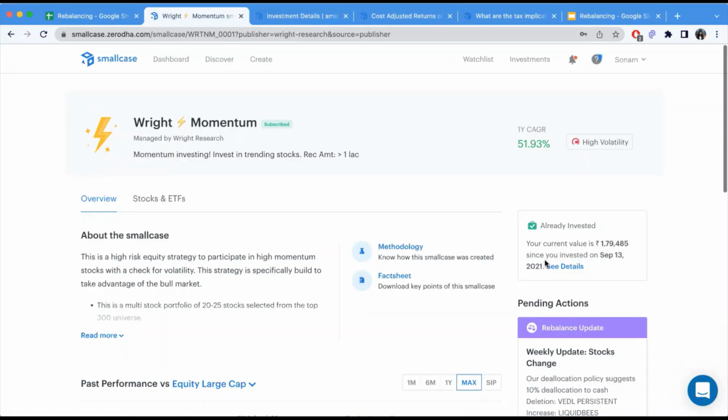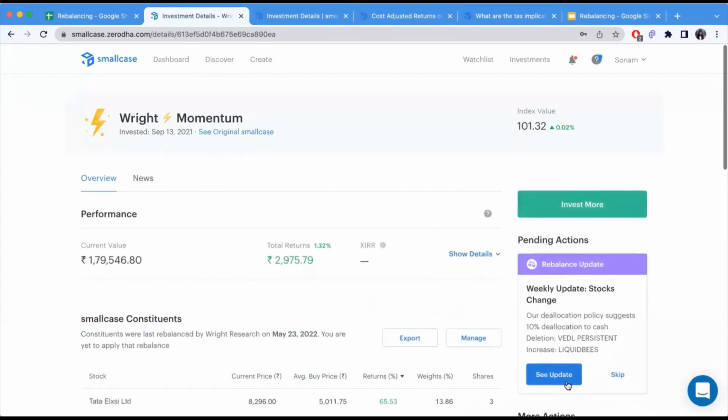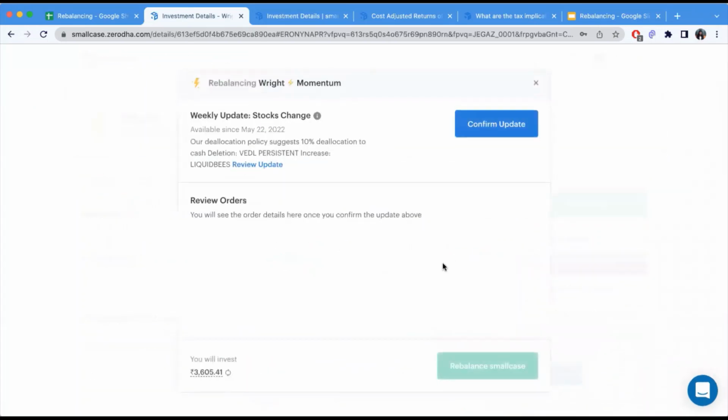Now I will demonstrate how I'm rebalancing this particular portfolio, and if there are differences, why they are coming. So this is how the portfolio looks. On the Smallcase website, I've logged in, so I can see my investment value and a recent rebalance that has come. I can see the details by clicking here, and I can do the update by clicking here.